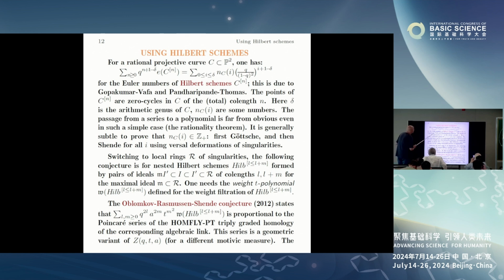Due to Gopakumar-Vafa and Pandharipande, Rahul Pandharipande and Thomas, right? So what they calculated, they considered C^2, the Hilbert scheme, or simply 0-cycles, right, of total colength n, Hilb^n, of course. Then consider the Euler characteristics, Euler numbers of this particular guy, and the generating series, right? Theorem number 1. This guy is actually rational.